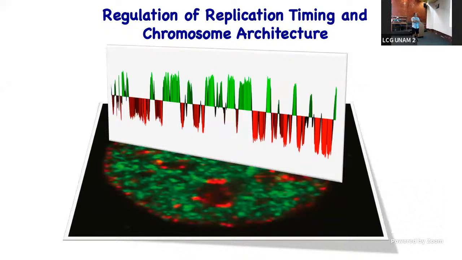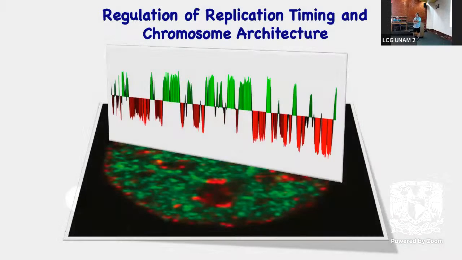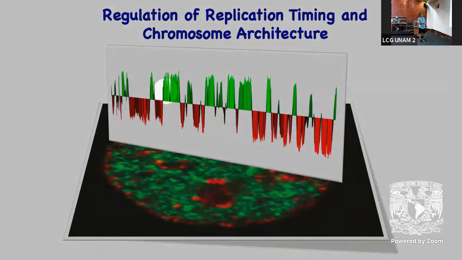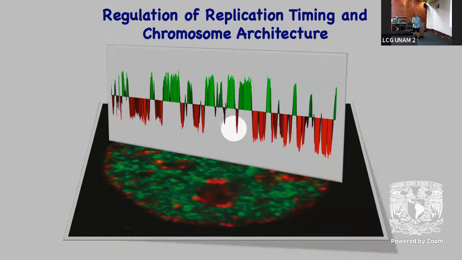So I'm going to talk today about studies linking the three-dimensional organization of how replication is organized in mammalian cells in 3 dimensions with how it is organized along the length of the chromosome.